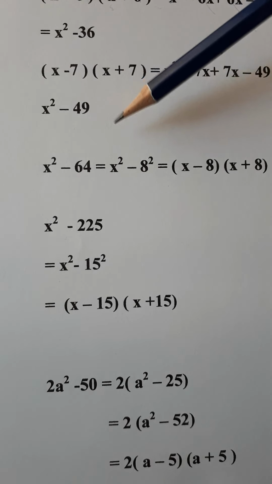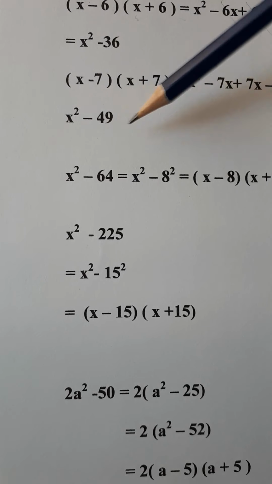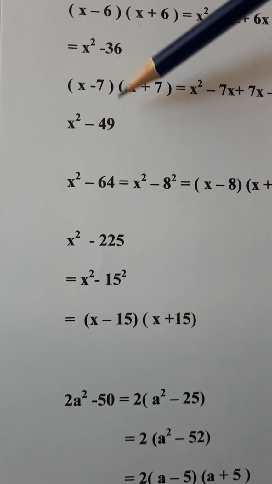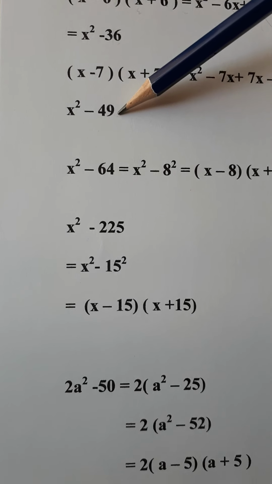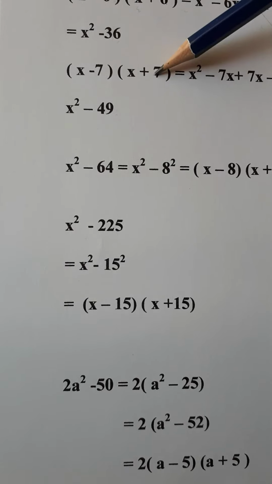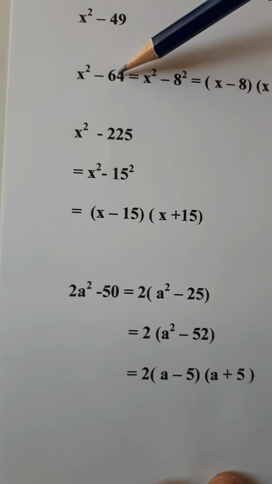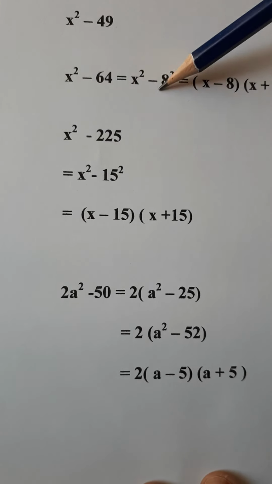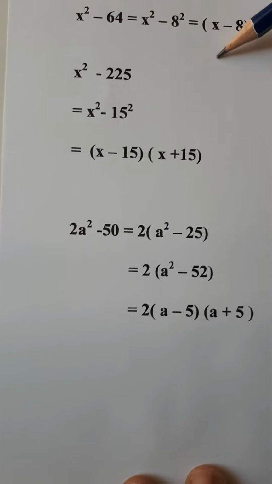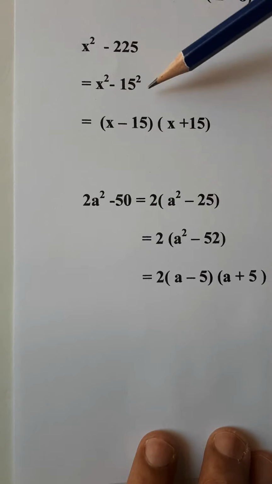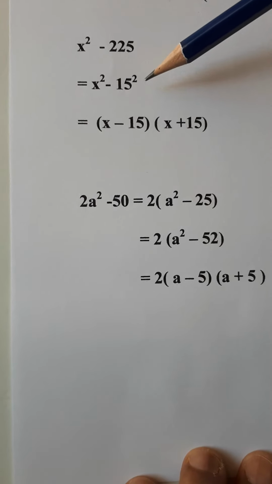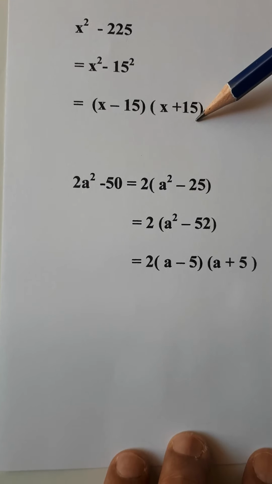So we can see that when we have a difference of squares like that, 36 means 6 squared, 49 is 7 squared. Our factors are x minus 7 and x plus 7. Then we know that for this one the factors are x minus 8 and x plus 8. Another example. 225 is 15 squared, so the answer is this one.